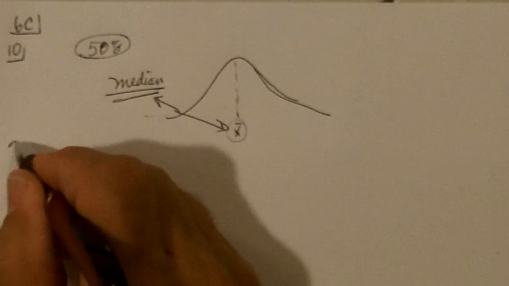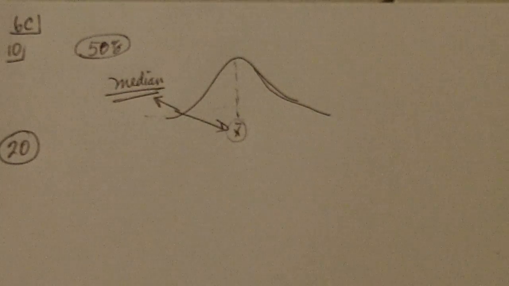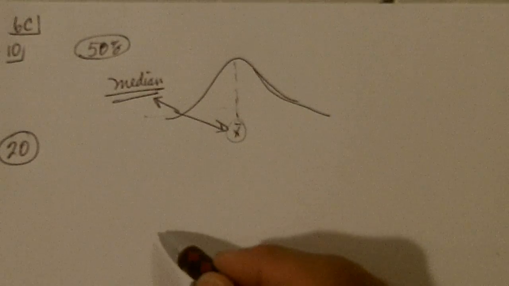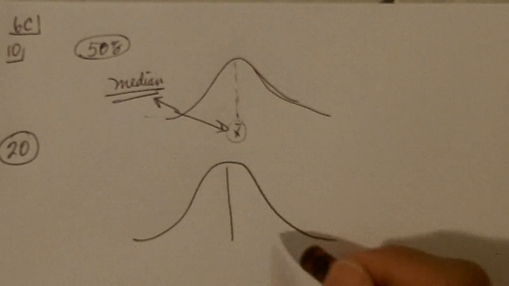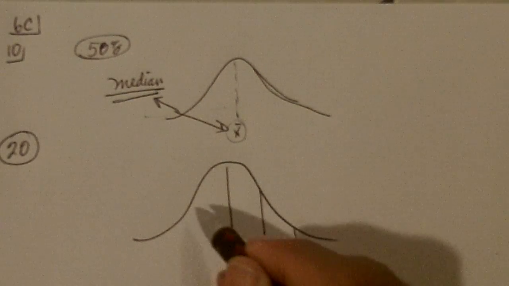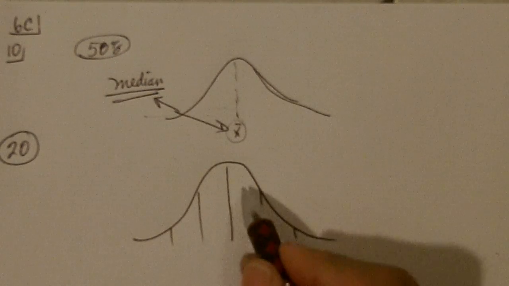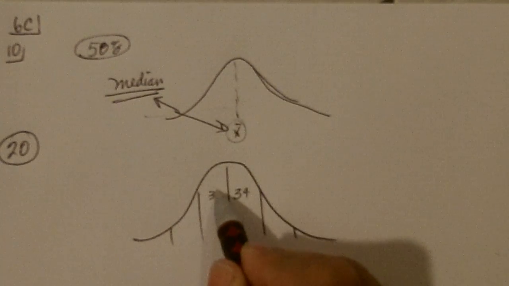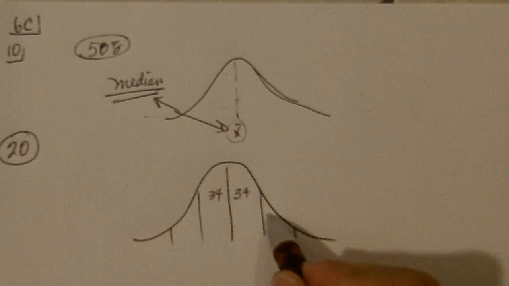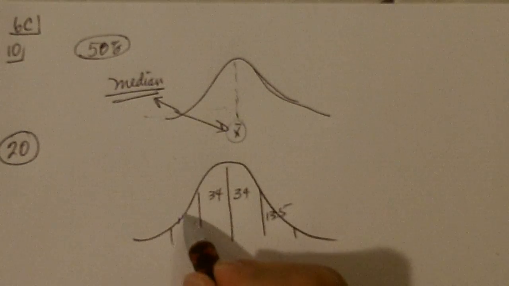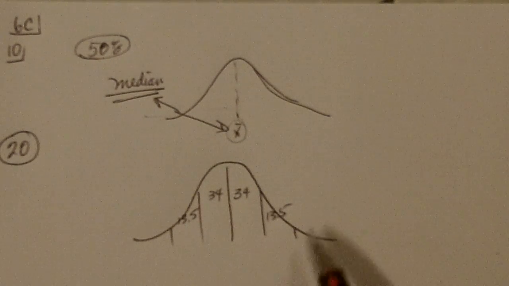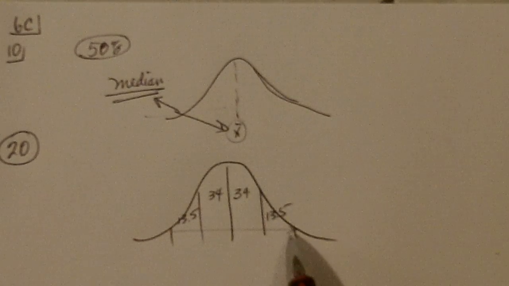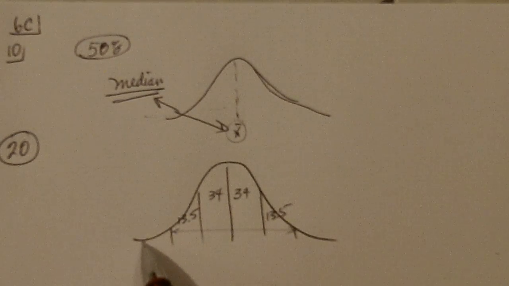Okay, and now the next one is 20. And 20 has a bunch of parts to it, but we're supposed to be using the 68, 95, 99.7 rule. So that means this is 34, 34, 68, 13.5, 13.5, so that makes it 47 and a half, 47 and a half, which is 95 for this area.